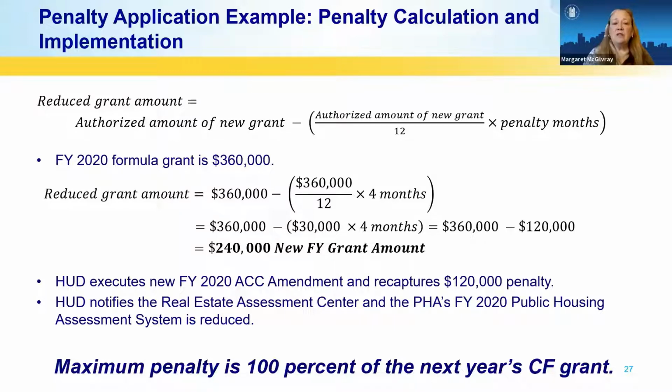So this gives an example of how not meeting those obligation requirements can critically impact future years in the capital fund for your housing authority. So let's go on to look at the planning process for the capital fund.